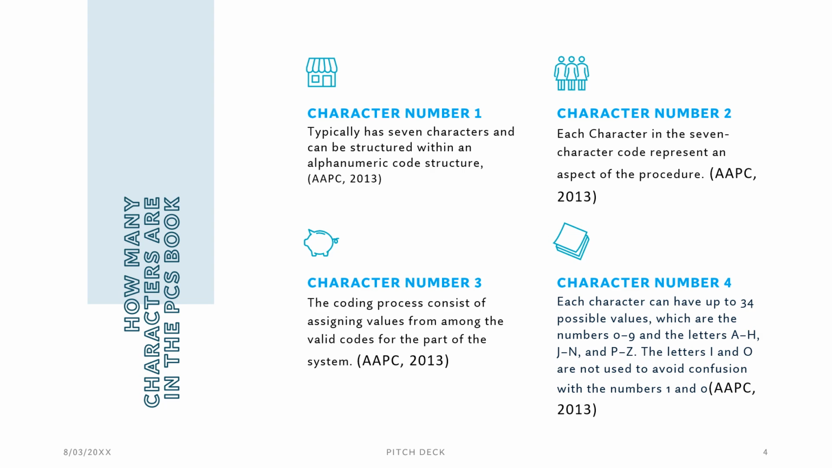Character number 1. The code has 7 characters and can be structured within an alphanumeric structure. Character number 2. Each character in the 7-character code represents an aspect of the procedure. Character number 3. The coding process consists of assigning values from among the valid codes for the part of the system. Character number 4. Each character can have up to 34 possible values, which are the numbers 0 to 9 and the letters A through H, J through N, and P through Z. The letters I and O are not used to avoid confusion with the numbers 0 and 1.